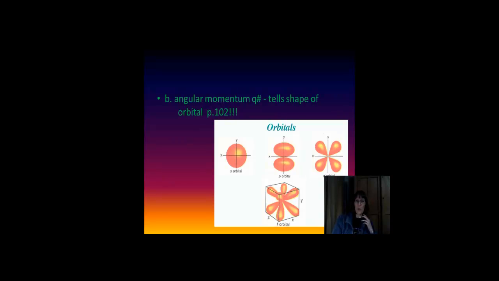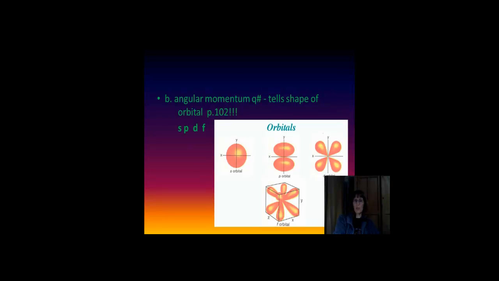So the S orbital is like a little sphere, the P orbital is almost like a figure 8, and the D orbital looks more like a little flower almost, and then the F orbital is just kind of a mess. I can't even draw that one. Okay, I can't draw the D one either, but there it is.